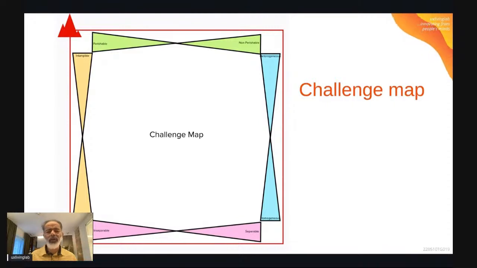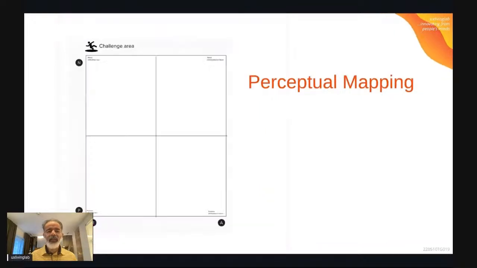So mainly the challenge talks about inseparable, separable, intangible or tangible, perishable or non-perishable, and homogeneous or heterogeneous. These are the ways you have to group the challenges, because you already have a lot of challenges in front of you after this analysis. Then what do you have to do? We have to do the perceptual mapping using these challenges.